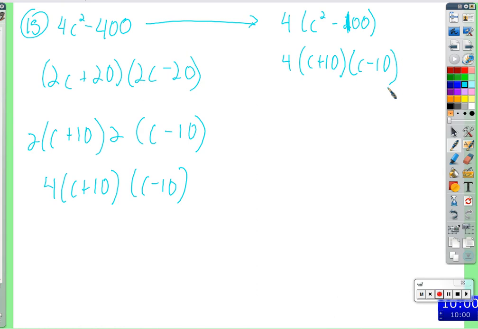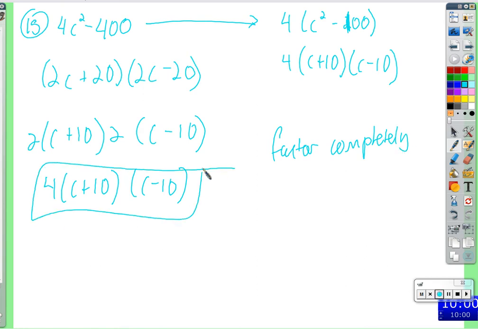I guess it would depend on the wording of the question. If it says factor completely, then technically this would be completely factored. But this is factored, it's correct, it multiplies out to the original. So let's see what it says in the wording. It just says factor, it doesn't specify completely. So you could argue that's correct. It is factored, it is correct, so you can't argue with that.